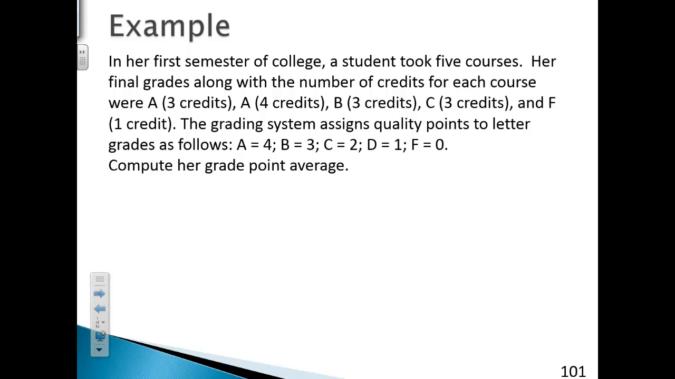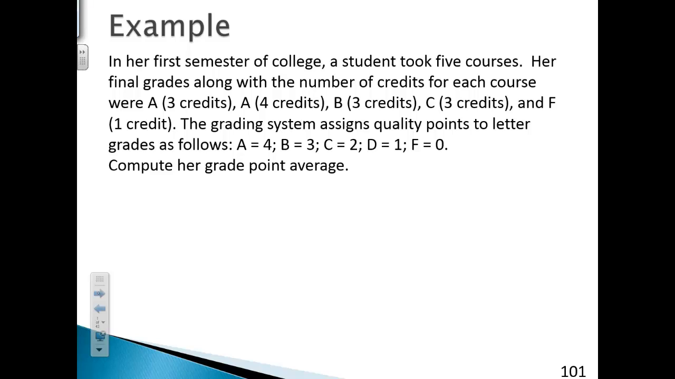On the next example, we're going to find our grade point average. So, in her first semester of college, a student took 5 courses. Her final grades, along with the number of credits for each course, were an A, B, C, and F. The grading system assigns quality points to letter grades as follows. Let's compute her grade point average.